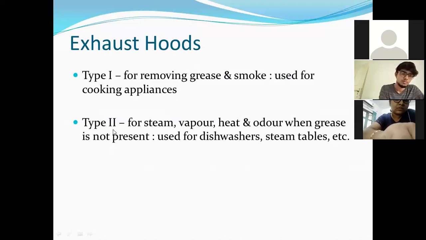And what is the type 2 exhaust hood? It is for steam, vapor, heat, and odor when grease is not present, used for dishwashers and steam tables. In these applications, you have to use type 2 exhaust hoods. Type 1 exhaust hoods are mainly used for removing grease and smoke, and type 2 is mainly for removing steam, vapor, heat, and smell. So where there is no grease, you can use type 2, such as in dishwashers, steam tables, etc. For everything else you can use type 1.